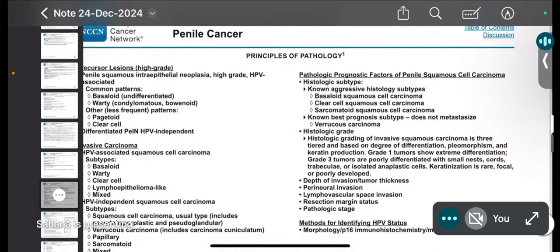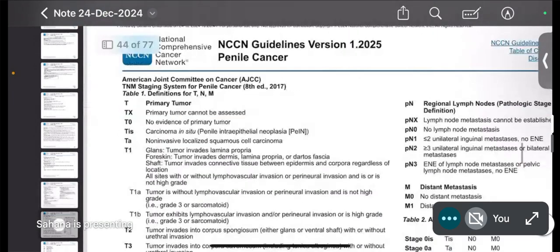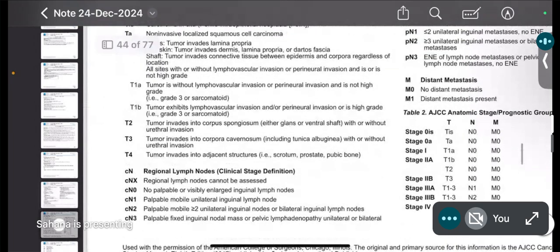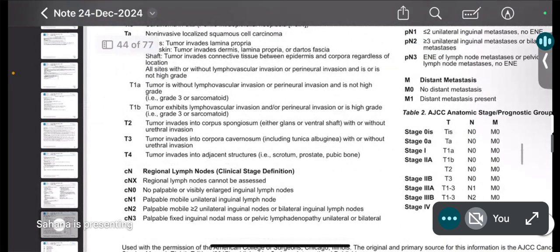Pathological prognostic factors of penile cancer: aggressive histologies are basaloid, clear, and sarcomatoid. Best is verrucous. Then grade 1 to 3 are the. Otherwise, this is the same thing. T1B, T1, T4, yeah.